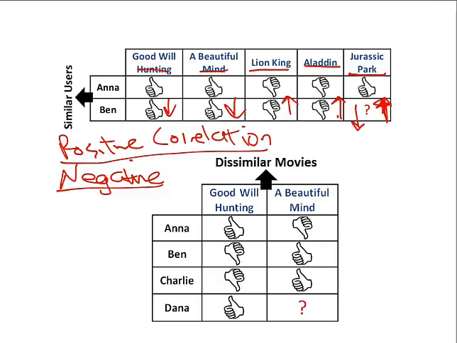And we illustrate the idea of dissimilarity at the bottom. We have 4 users, Anna, Ben, Charlie, Dana, and we have 2 movies, Good Will Hunting and Beautiful Mind. So Anna likes Good Will Hunting, she doesn't like Beautiful Mind. Ben doesn't like Good Will Hunting, likes Beautiful Mind. Charlie doesn't like the first, likes the second. And so they seem to be very negatively correlated and very dissimilar. So therefore, knowing that Dana likes Good Will Hunting would lead us to believe that she does not like A Beautiful Mind.